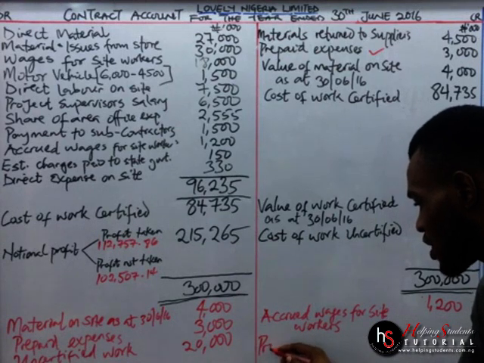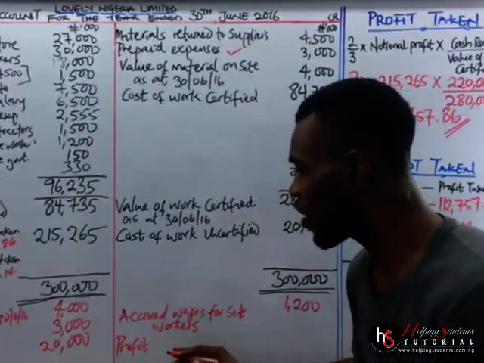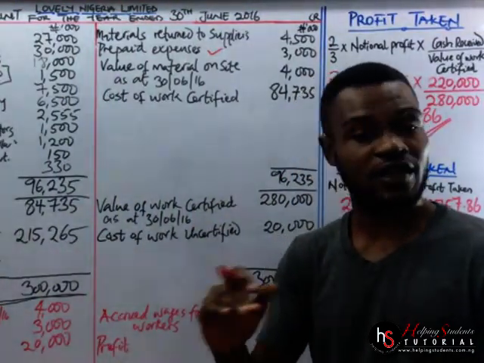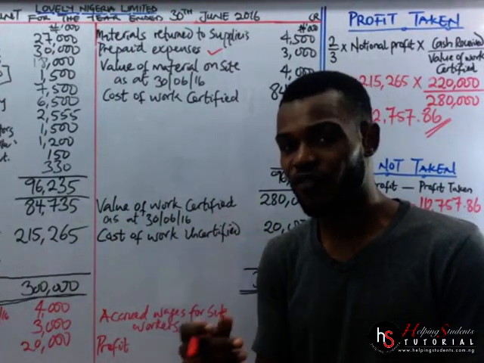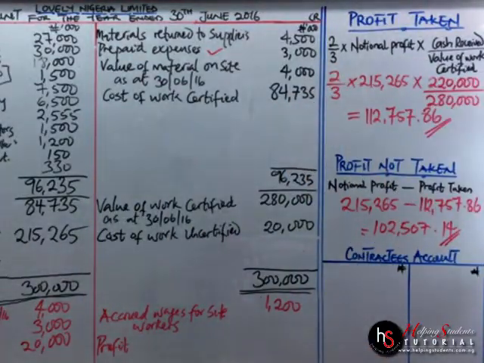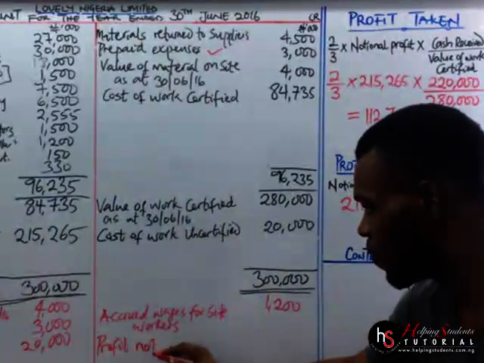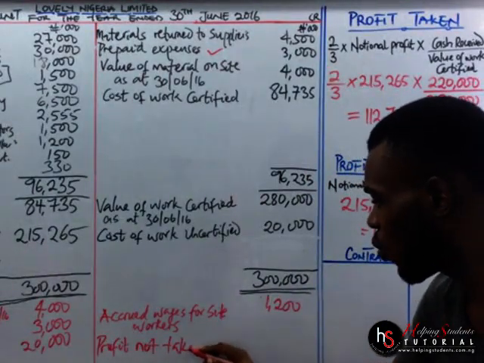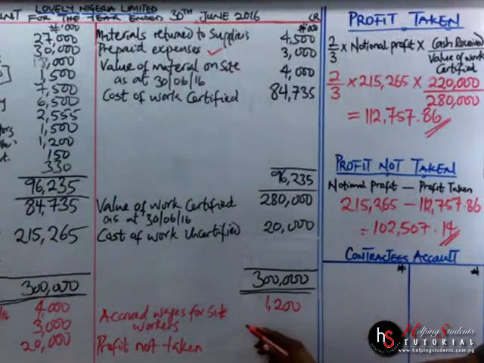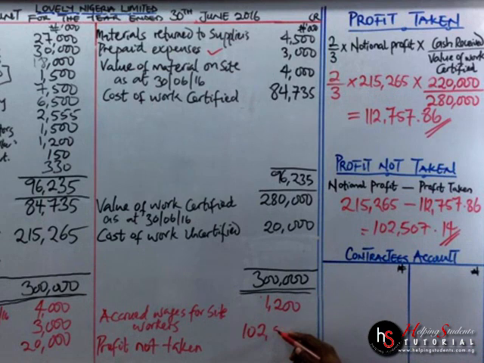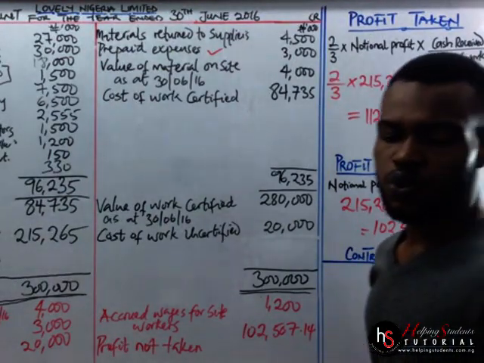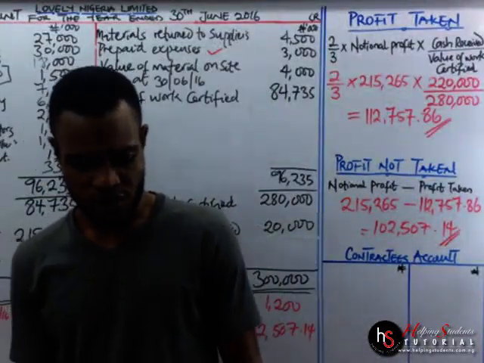And the last thing again is the profit not taken. Meanwhile, remember I gave us a table format. So these ones will have here only based on what the question gave us already. So take note of the values or the terms we have under the format. Alright, it's really going to help you. So, profit not taken. What is the value for our profit not taken? We have 102,507.14.